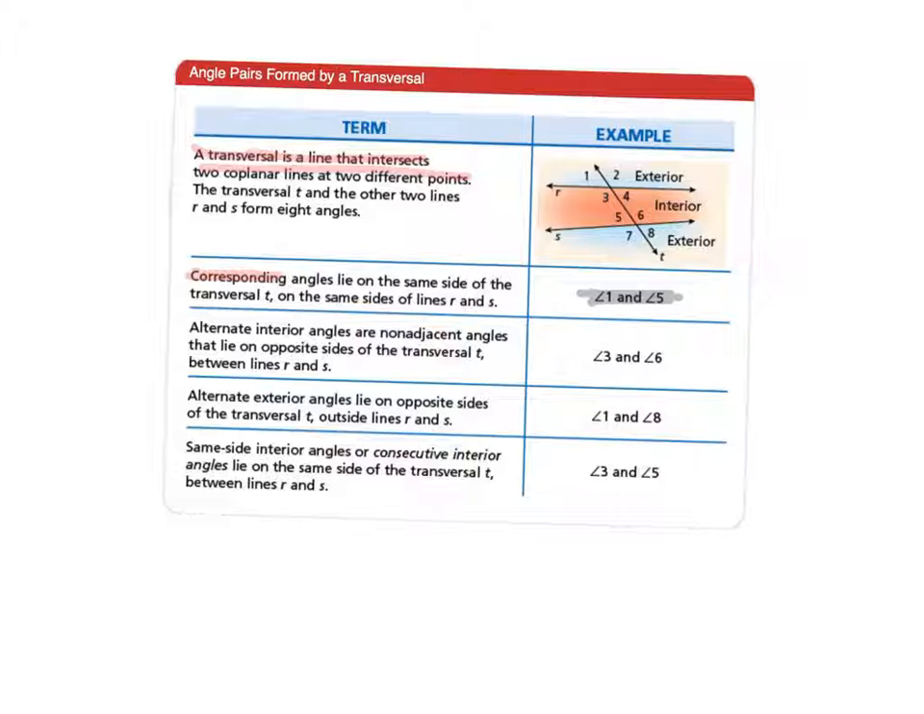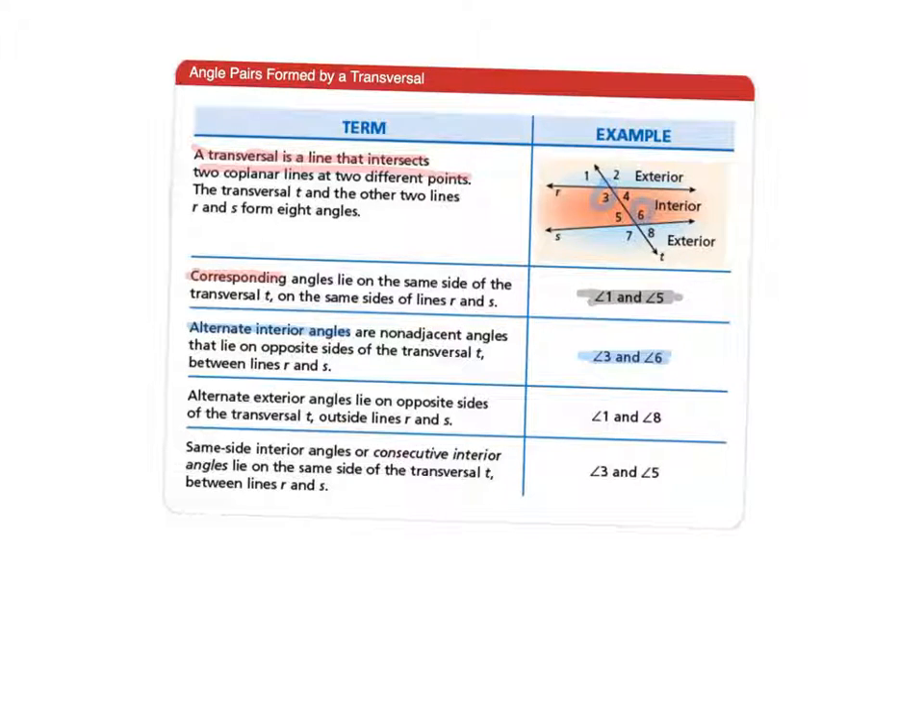Okay, next, alternate interior angles. So the interior, notice, is all in red. So alternate interior means that they're on the alternate or opposite side of the transversal. So for instance, 3 and 6 are on opposite sides of the transversal, but they're still in the red. They're interior. So alternate interior angles are non-adjacent angles that lie on opposite sides of the transversal between lines R and S. An example, angle 3 and 6.